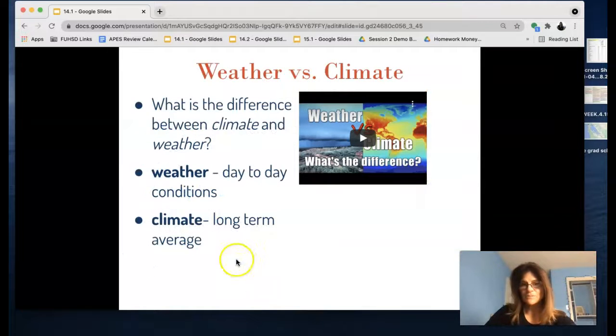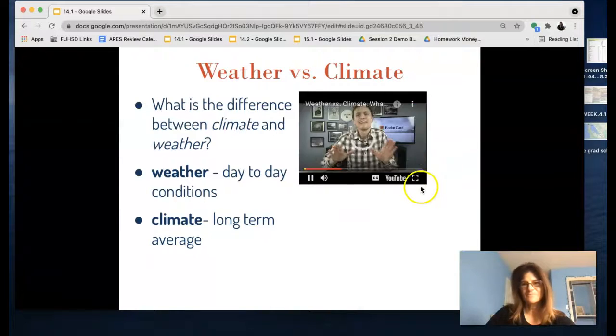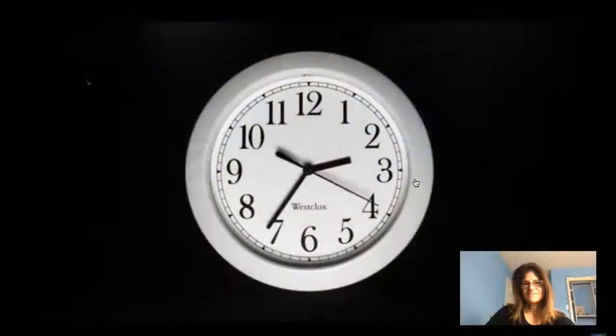There is a difference between weather, the day-to-day conditions in a certain area, and climate, the long-term average conditions in a certain area. It's important we understand the difference before we continue our discussion. Weather is not climate. Climate is not weather. The difference between these two terms is a matter of time.